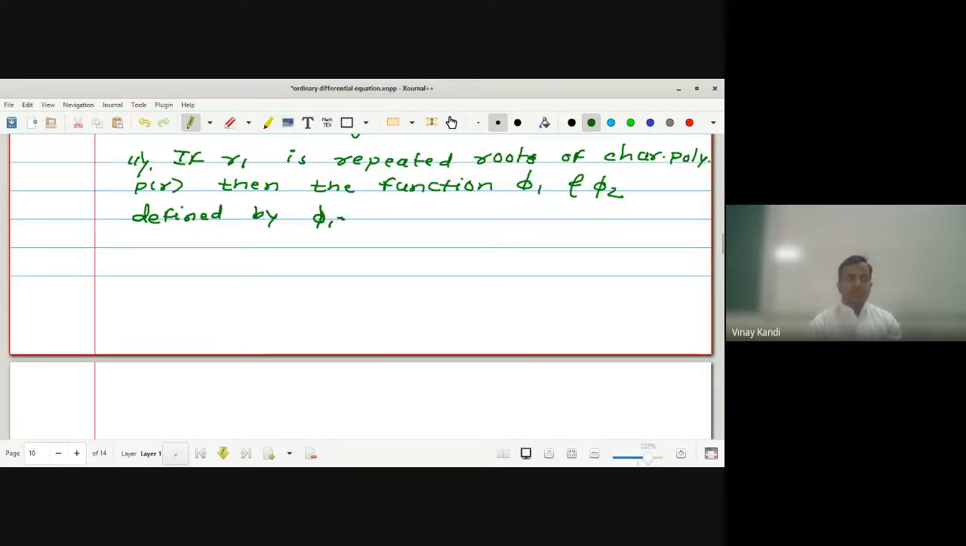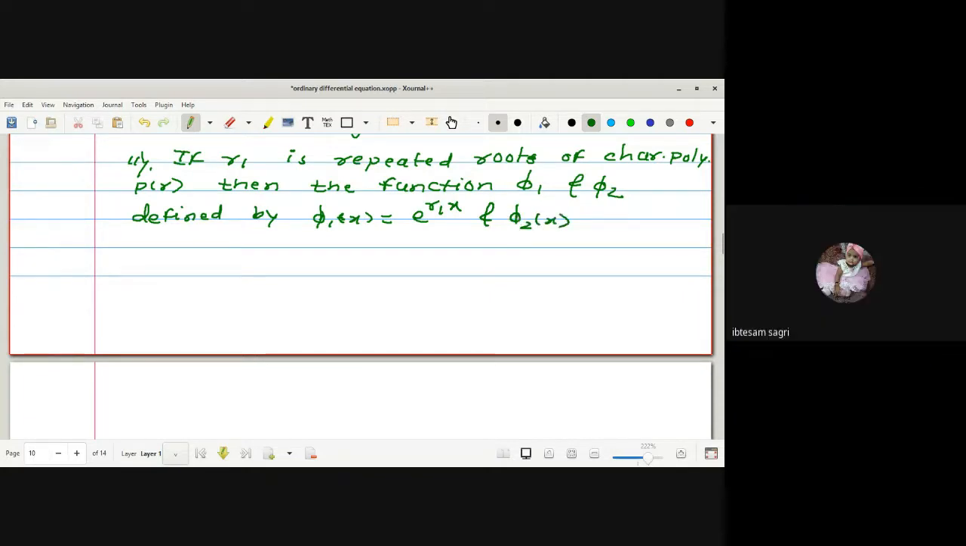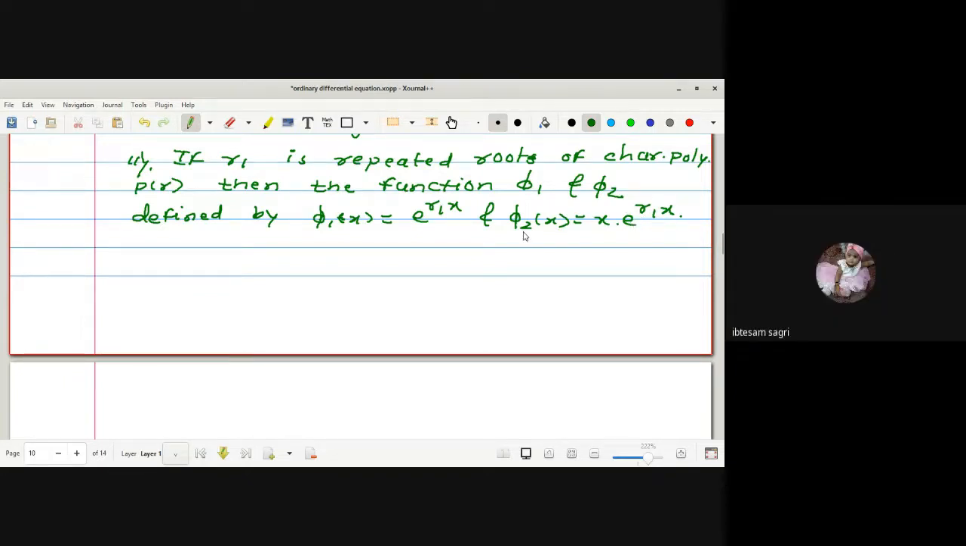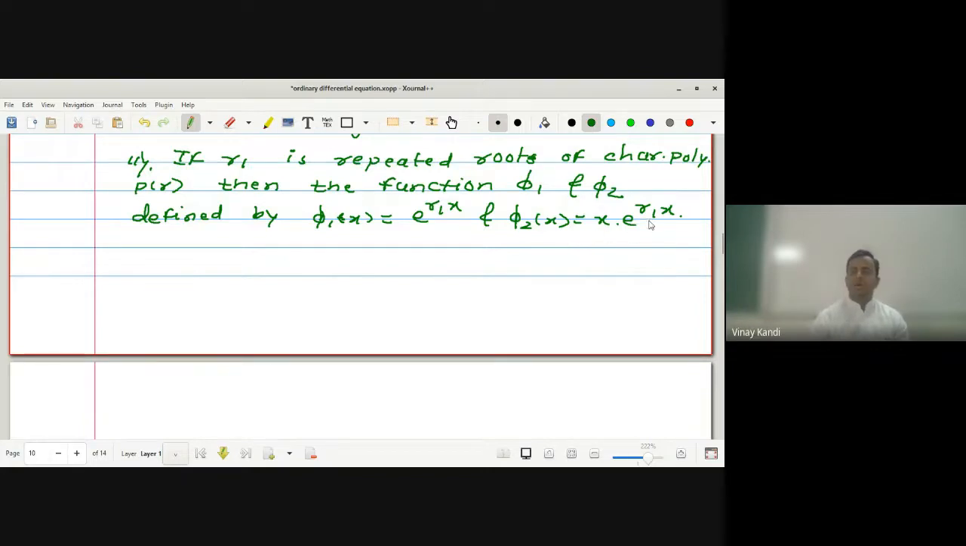phi 1 of x is equal to e raised to r1x, and phi 2 is what? x into e raised to r1x. Very good. Why? Because the root r1 is repeated two times. And phi 2 of x is equal to x into e raised to r1x, is the solution of L of y is equal to 0.